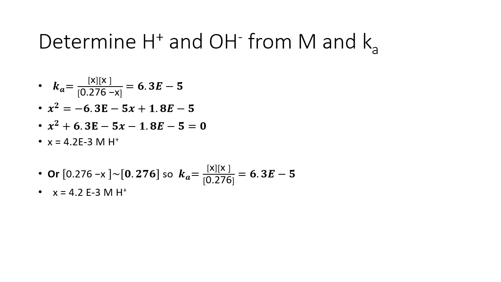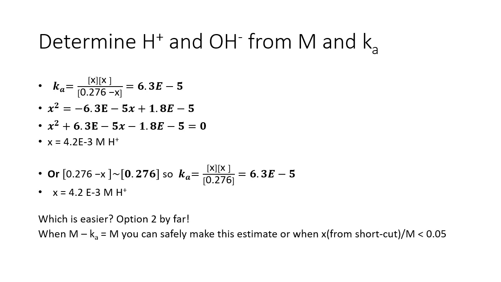And the quadratic formula is kind of a pain. You're likely to make lots of mistakes. So if you can find an approximation that is valid and will give you the same answer, use it. Okay, so we know that option 2 is easier. If you do molarity minus Ka and it equals molarity still, you can safely use this estimate.